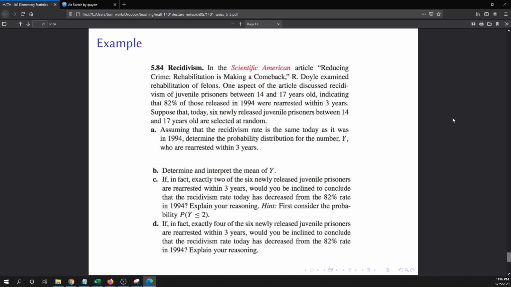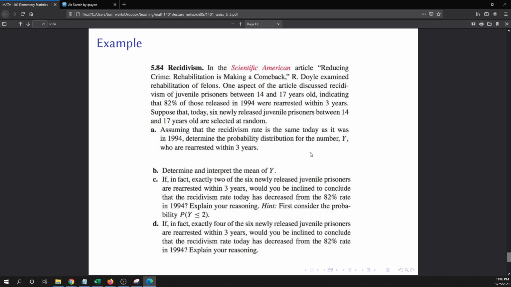Suppose that today 6 newly released juvenile prisoners between 14 and 17 years old are selected at random. Assuming that the recidivism rate is the same today as it was in 1994, determine the probability distribution for the number Y who are arrested within 3 years. Okay, so this then is going to be a binomial random variable.